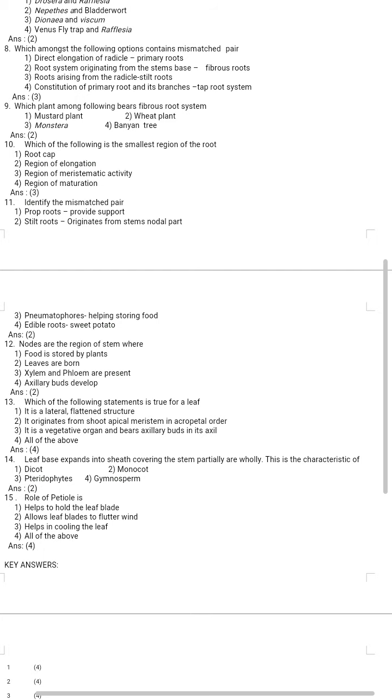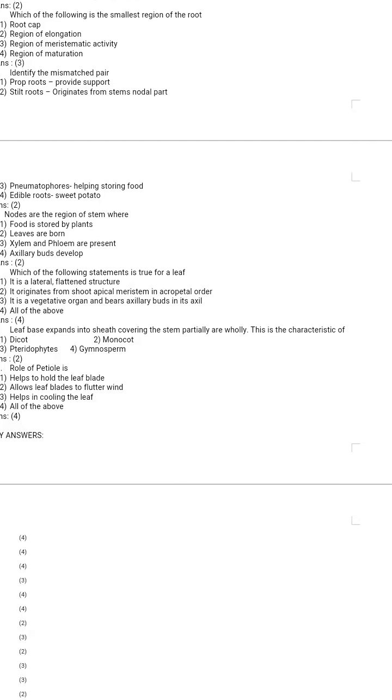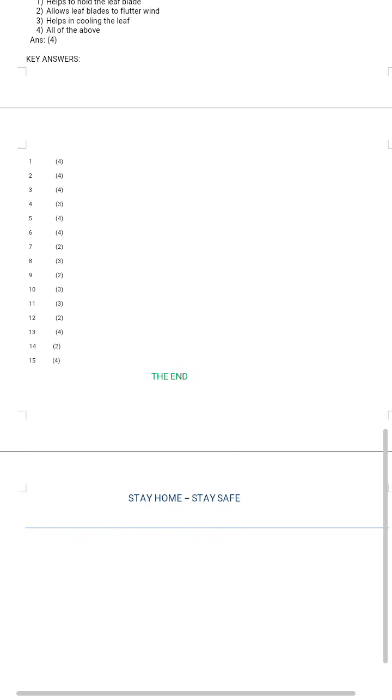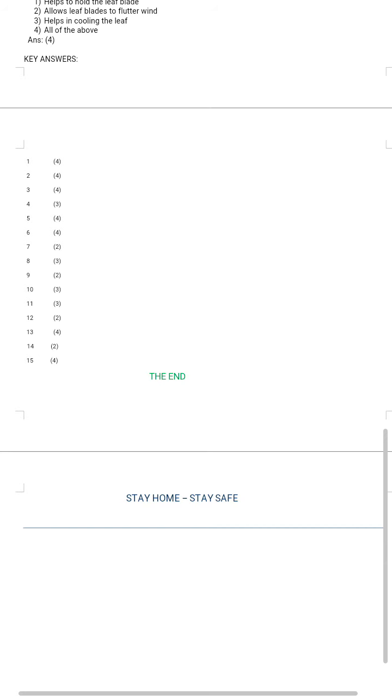So students, here the key answers are given. So let us see the key answers once again. You just go for a self test, and after the self test, cross check your answers with the help of the key answers, and you can check how many answers you attempted correctly and wrongly.